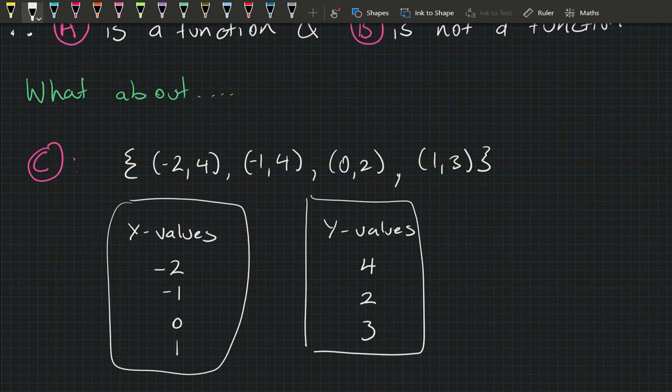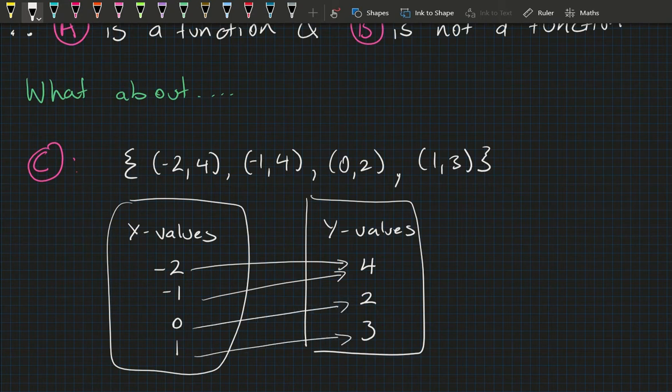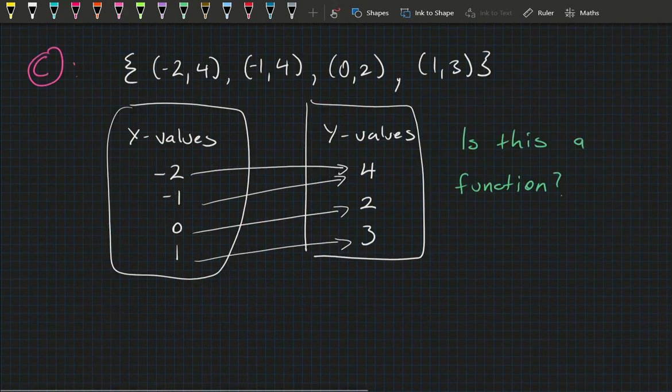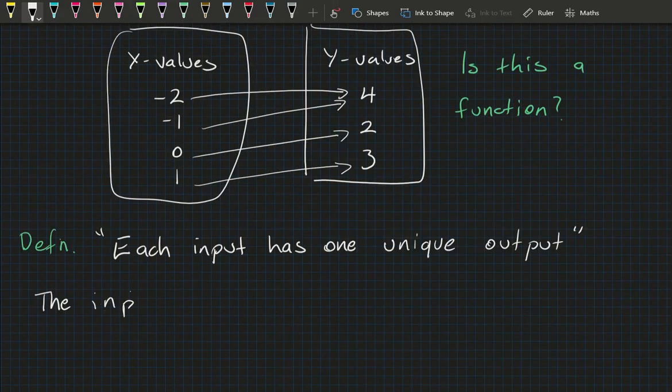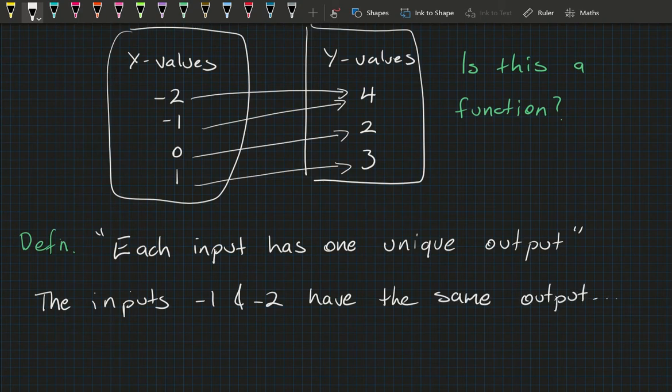And we could see that -2 and -1 both go to 4, and 0 goes to 2 and 1 goes to 3. So is this a function? Well, we need to go back to the definition, and that was that each input has one unique output. And we can see that the inputs -1 and -2 have the same output. So we're still asking, is it a function?